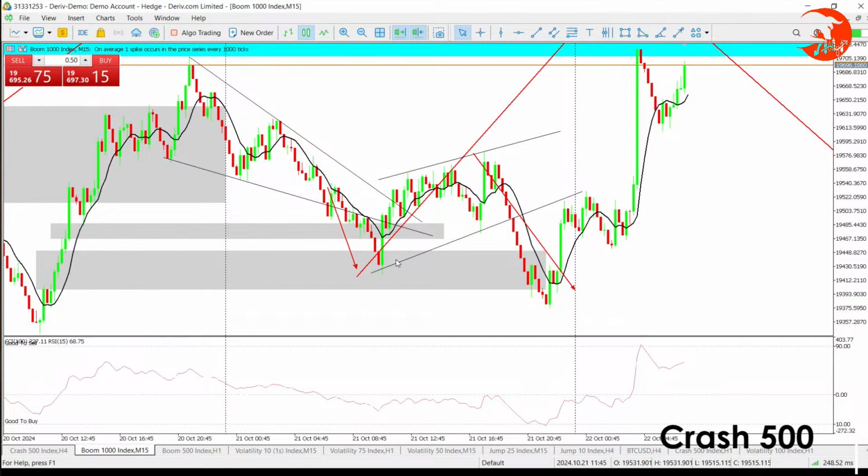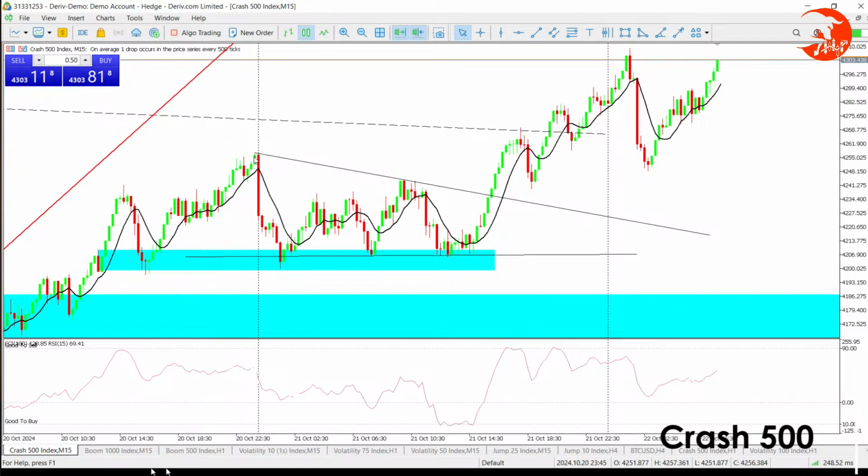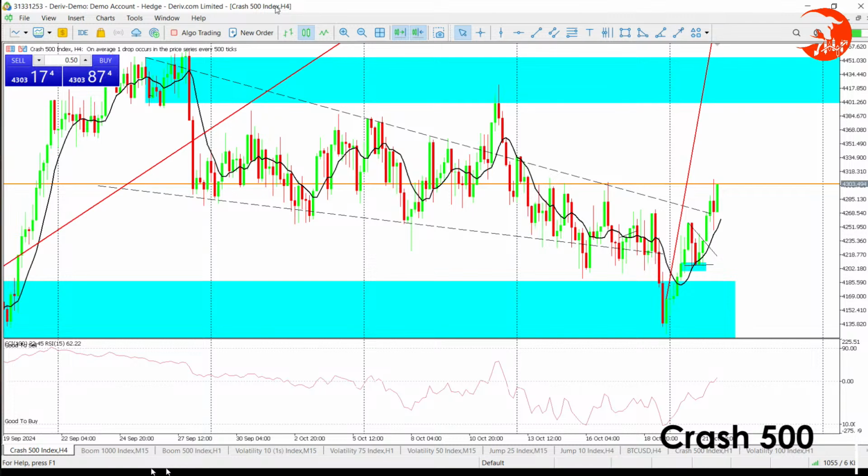So yesterday, I think we stopped around... this is Crash 500, or is this Boom? Crash 500 is here, sorry about that. Yesterday we stopped around this level here. If I go to M15, I'll show it to you. This is where we stopped, and clearly I told you we'll be looking for the buys, not the sells, because of what the other time frames were showing us.